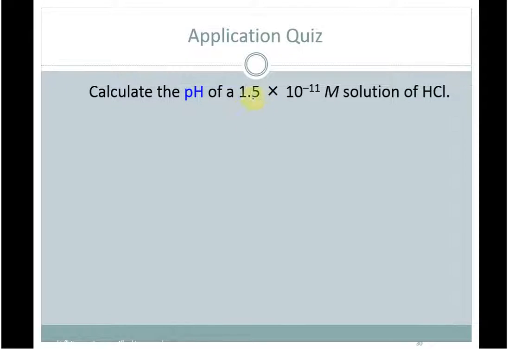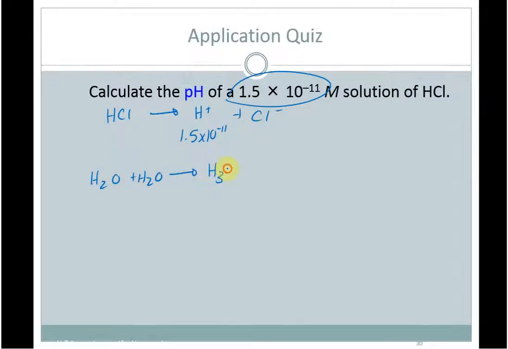What is the pH of a 1.5 times 10 to the negative 11 molar HCl solution? Well, again, let's look here. HCl ionizes to H plus and Cl minus. Here we know we have 1.5 times 10 to the minus 11 molar. Water self-ionizes to give H3O plus and OH minus. Remember, guys, these two terms are really interchangeable. Here, this is 1 times 10 to the minus 7. Kw is equal to 1 times 10 to the minus 14. Square root of that gives H plus at 1 times 10 to the minus 7.